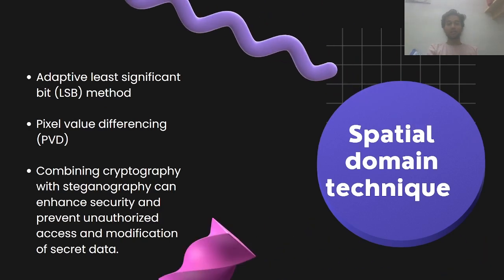Now, spatial domain technique. The text represents a review of various spatial domain based image steganography techniques. The techniques discussed in the article include the adaptive least significant bit, that is the LSB method, pixel value differencing (PVD), the dual layer based reversible image steganography, absolute moment block truncation coding (AMBTC), and local binary pattern, that is LBP, along with others. The advantages and disadvantages of these techniques will be discussed further.